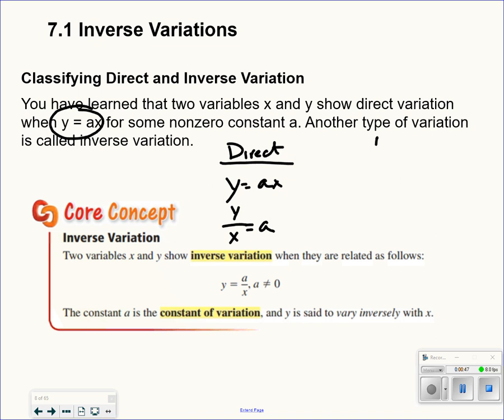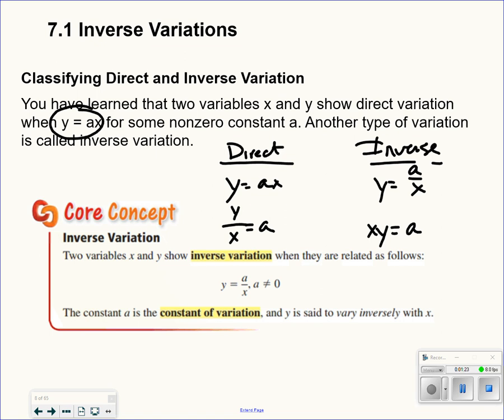Now, when you have an inverse variation, again, two different ways of looking at this. y would equal a divided by x, or you can also look at it as x times y equals a constant. So a direct variation, y divided by x equals a, and for an inverse variation, x times y equals a. I like looking at the second one more than the first one, but again, you can look at it either way.